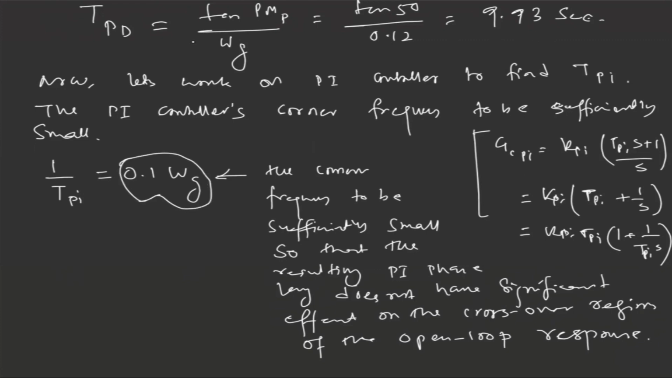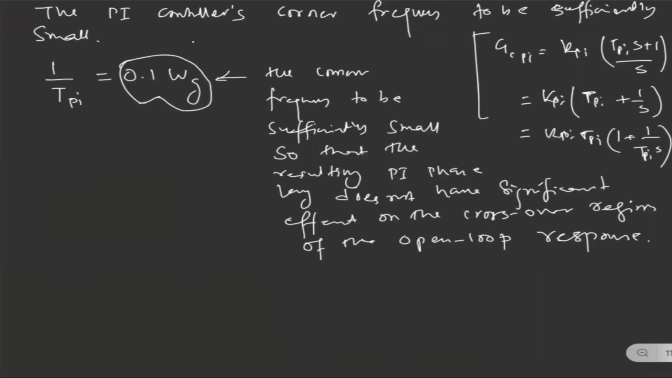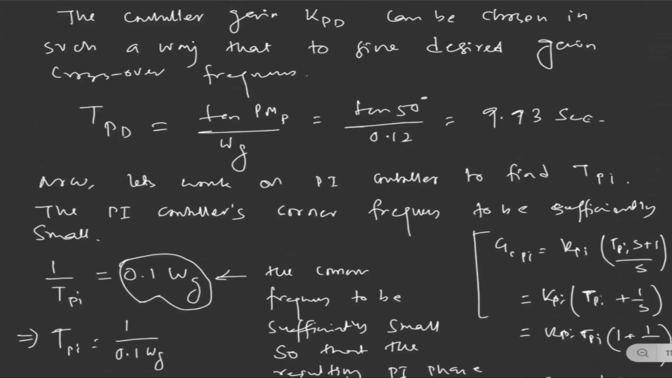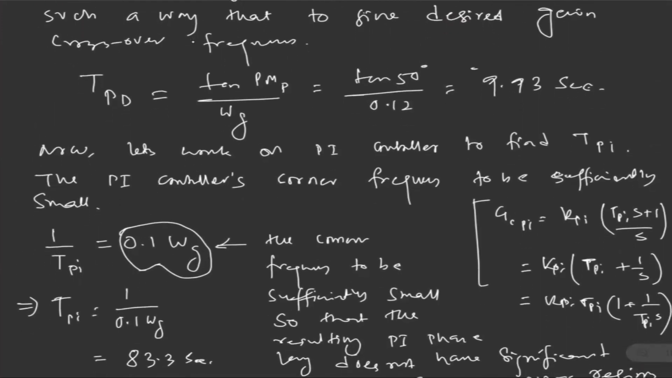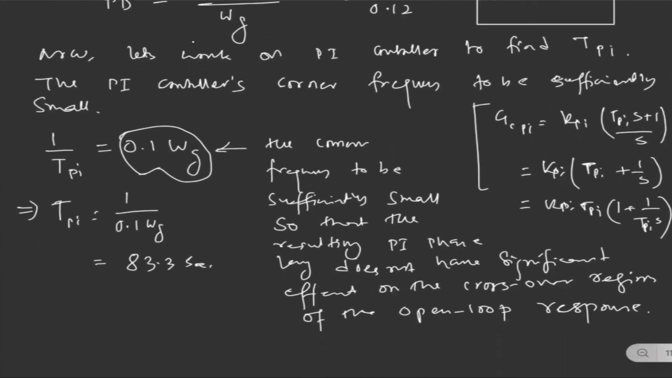And as I said here, 1 by T_PI is the frequency and T_PI is the time constant. After solving this expression, we have T_PI equal to 1 upon 0.1 omega z, which gives 83.3 seconds. So now we have found the time constant for the PD controller, which is 9.93, and for the PID controller we have 83.3 seconds.